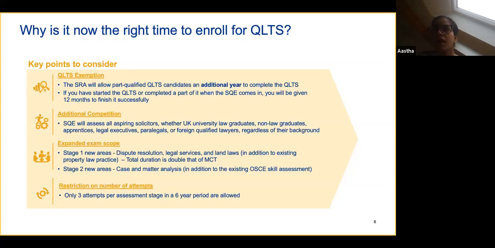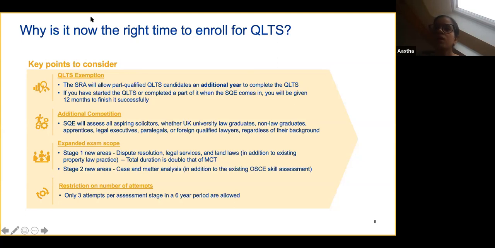For stage 2, again, there are new areas added. However, what is interesting is that a new skill set will be tested, which is case and matter analysis, which we haven't seen in the past with the existing QLTS model. Practice areas are broader, but there are some choices, which is different from the current QLTS system.